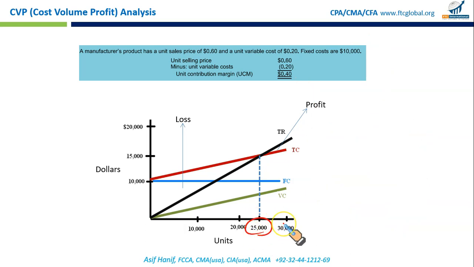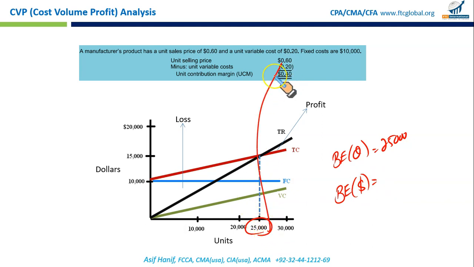Okay, so if this is the break-even quantity, when you sell 25,000 units, you make no profit, no loss. Fine. What if I want to find the break-even sales revenue? Can I do that? Yes, absolutely. Break-even sales revenue is the quantity to break even times the selling price. So I need to sell 25,000 units to break even, and each unit sells for 0.60.